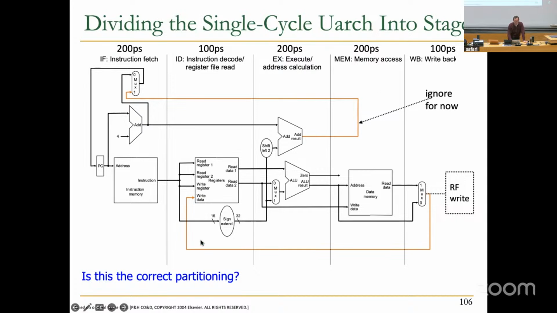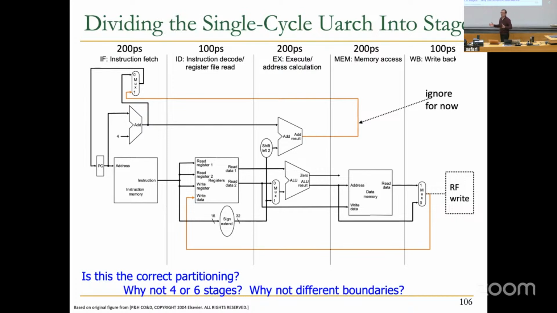Is this the correct partitioning? This is always something that you can ask. Maybe that's not the correct partitioning, right? Maybe you need a 6-stage pipeline. Maybe you need a 4-stage pipeline. Why not choose different boundaries, right? This is always a problem in pipelining. We're not going to talk much about this, but keep this in mind.